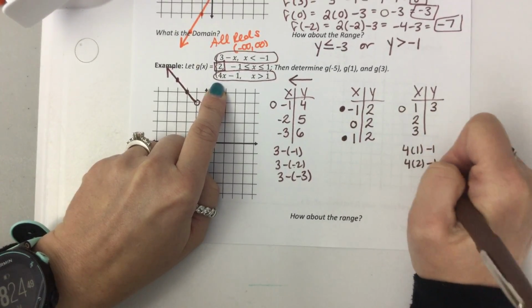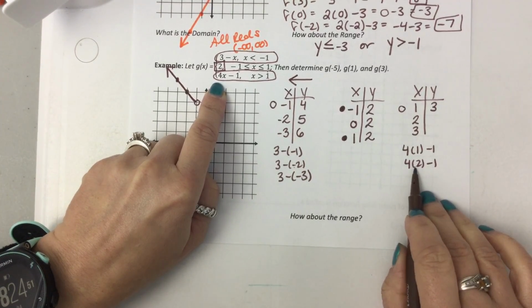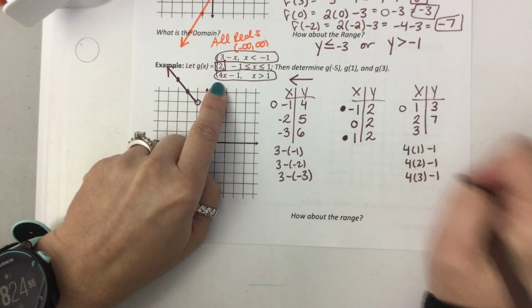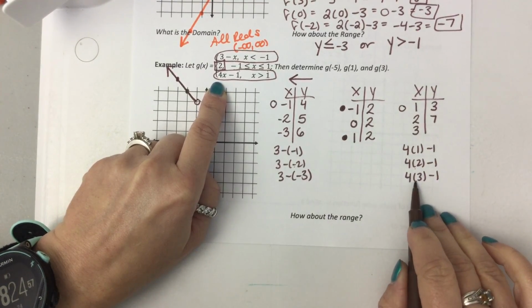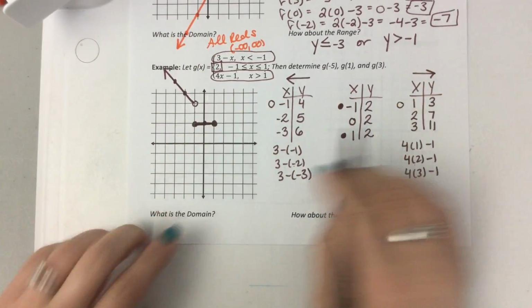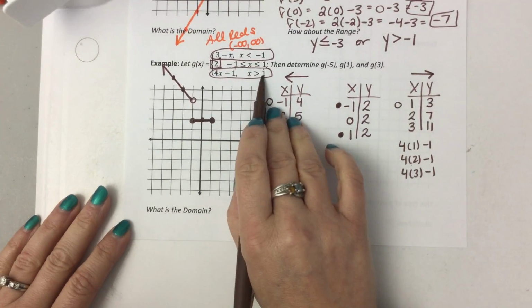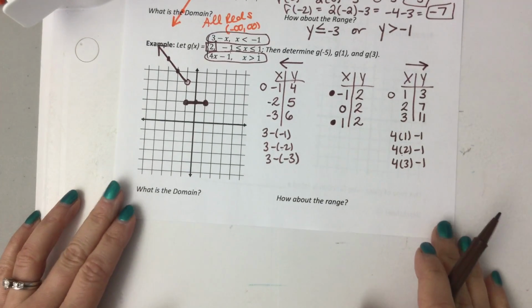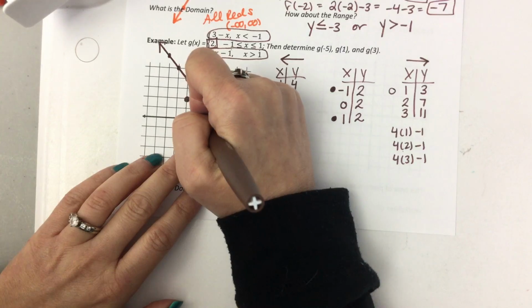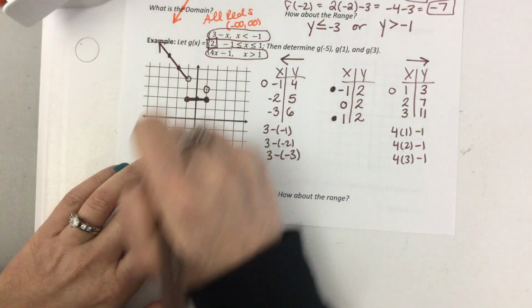4 times 2 minus 1. 4 times 2 is 8. 8 minus 1 is 7. 4 times 3 minus 1. 4 times 3 is 12. 12 minus 1 is 11. Now this will continue to the right because it's x is greater than. So it will continue to the larger x values, meaning going to the right. If I go right 1, up 1, 2, 3, open circle.